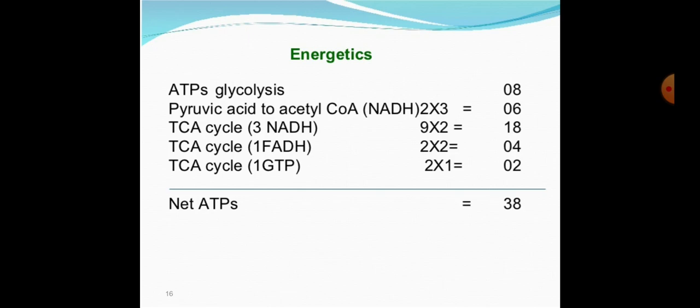What is the energy produced? Glycolysis will give 8 ATP. Pyruvate to acetyl-CoA will give 6 through the NADH. The TCA cycle will give 12 ATP. That is the energy produced from one turn of the cycle. The total net breakdown of glucose to CO2 and H2O is 38 ATP. Thank you. Until the next lecture.